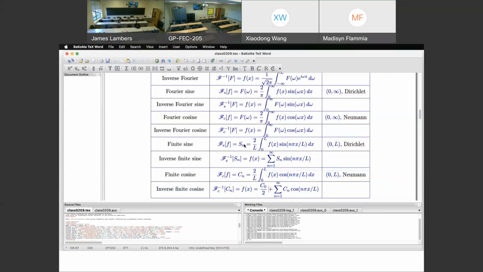So finding the coefficients of your function, little f, in the basis of sine functions, that's called the finite sine transform, where you evaluate this integral to get those coefficients. Then using those coefficients to construct a Fourier sine series of your function, that's called the inverse finite sine transform, and then similar for cosine.